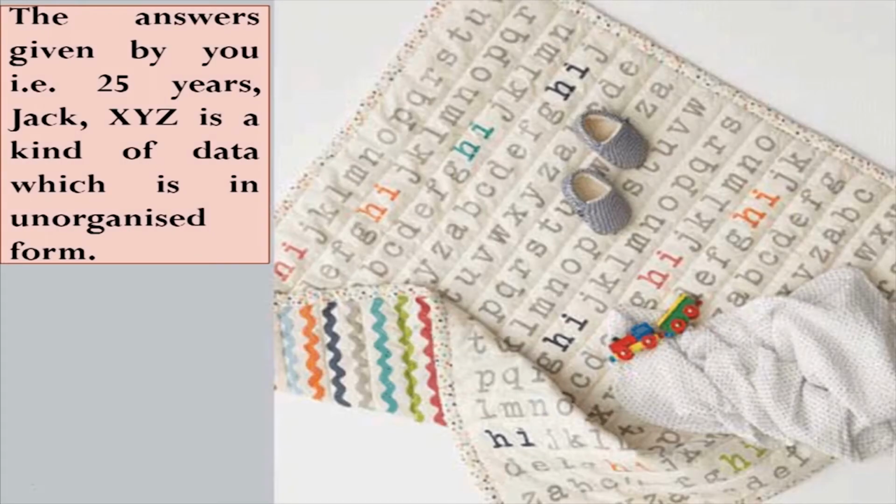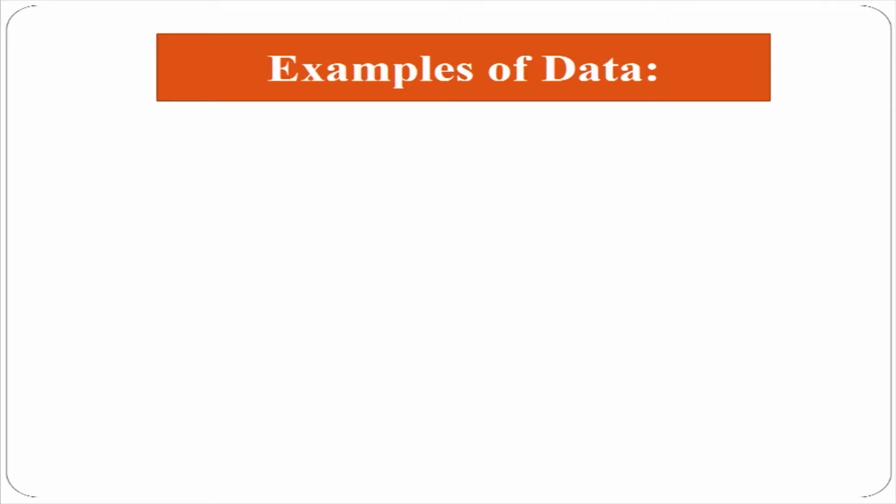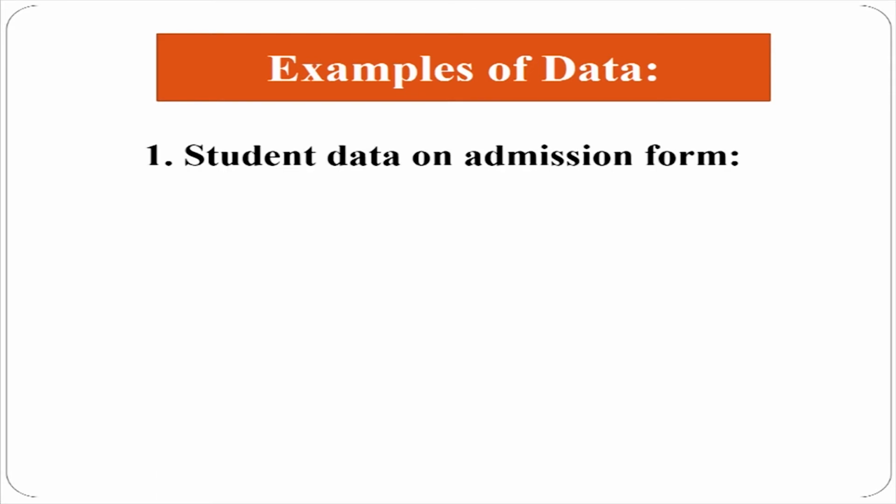The answers given, 25 years, Jack, X, Y, or Z, are all examples of data, but are in an unorganized form. In other words, data can be defined as unprocessed facts. Let's look at some more examples of data. Number 1, an admission form.